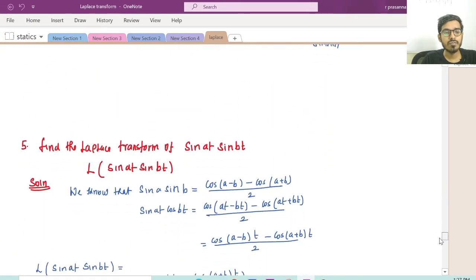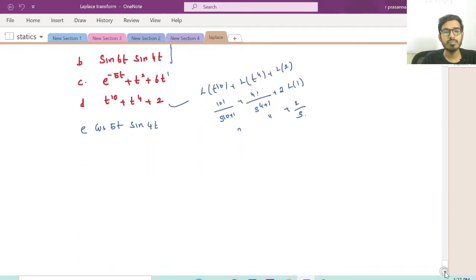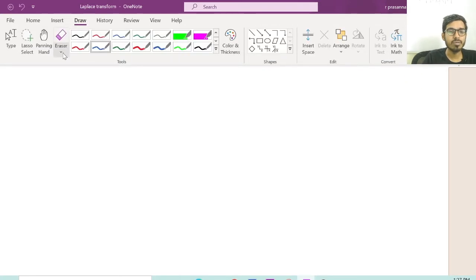So far we have solved 8 problems. In this video, we will solve 2 more problems based on Laplace transform, so we'll move on to the ninth problem.